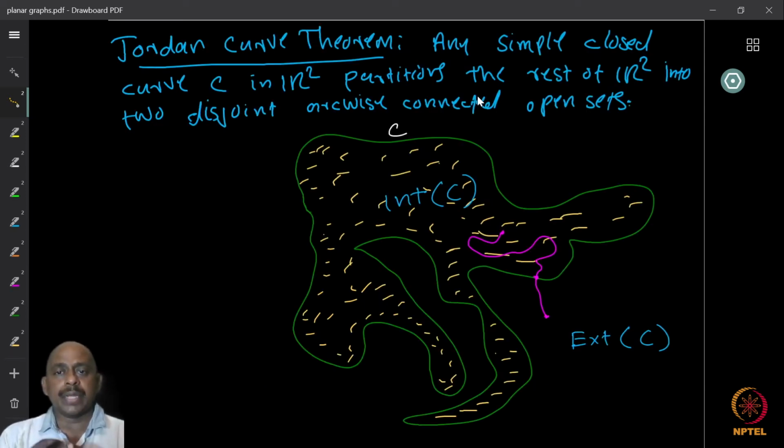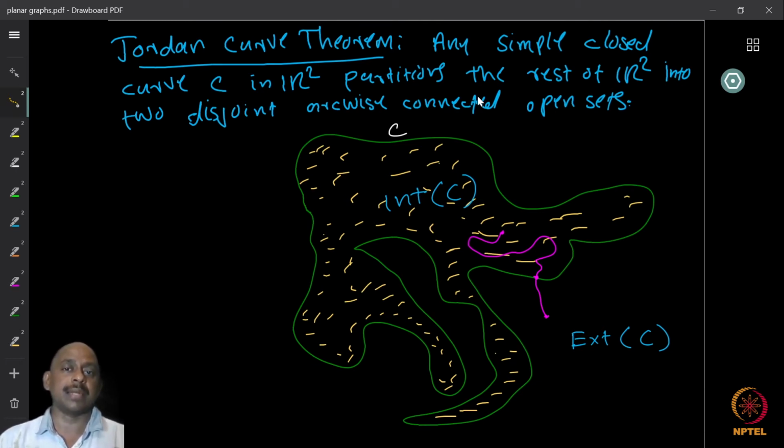If you take any simple closed curve C in R2, then this curve partitions the rest of R2, except the points of the curve. The points of the curve form a subset, so if you remove these points, it partitions the rest of R2 into two disjoint arcwise connected open sets.